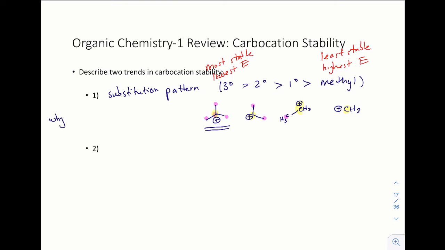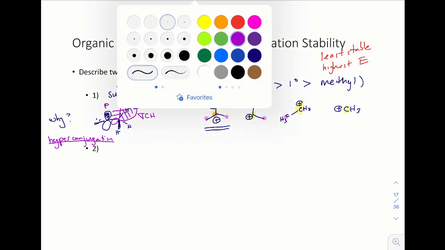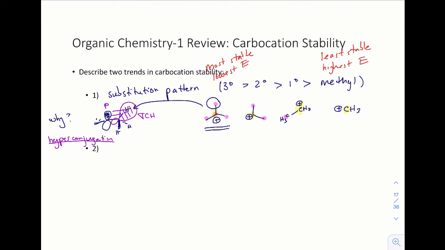The why has to do with an effect called hyperconjugation. So we know that cation has this empty p orbital. Adjacent methyl groups or alkyl groups can donate or share just a tiny bit. They can share electrons from sigma C-H or sigma C-C bonds with that empty p orbital on the carbocation. So this is called hyperconjugation, and if you want to review it or learn about it for the first time, please look it up in your book.